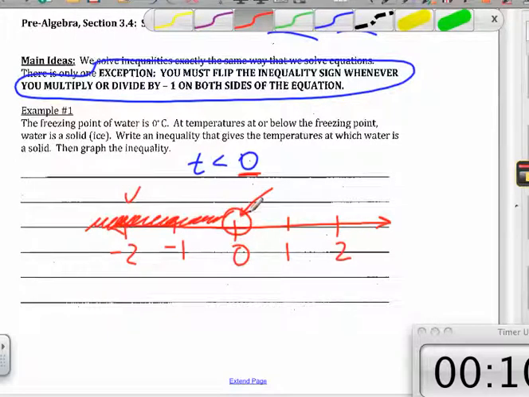What if it could equal it? What would I do to that little circle? I would color it in. I'd make it a solid dot. All right? Great job, guys. We're going to do a lot of practicing with graphing. I'll see you at the next example.